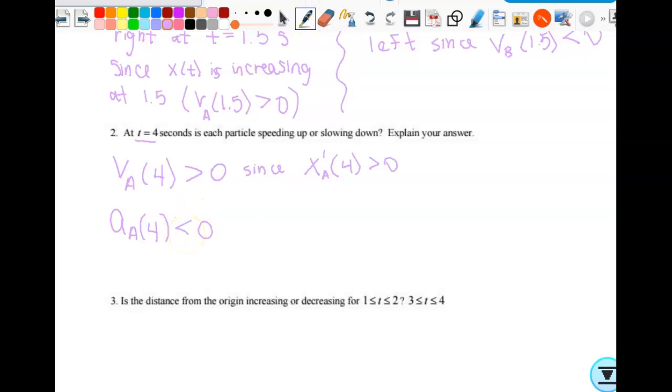Since x prime of t is decreasing, and x prime is velocity, the slopes of x are decreasing. So that means velocity is decreasing, which means acceleration is less than 0, negative. That's how I talk myself through it. Velocity is decreasing. Therefore, acceleration is negative.